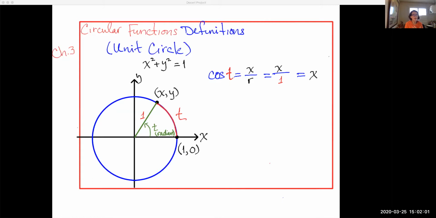Chapter 1, we always had to have x over r, y over r. But now r is just 1. So our lives are easier. So we're going to define the cosine of that arc length to be the same as the cosine of that angle. And the cosine of that angle is just going to be the x coordinate of the point. And then the sine is just the y coordinate.